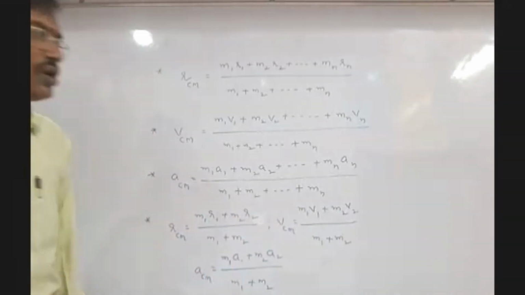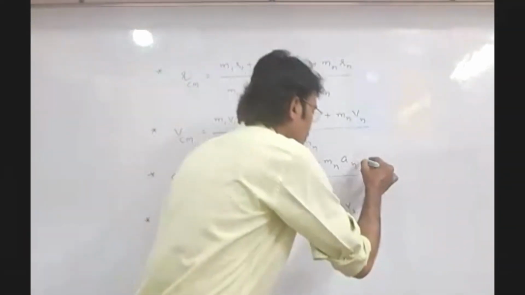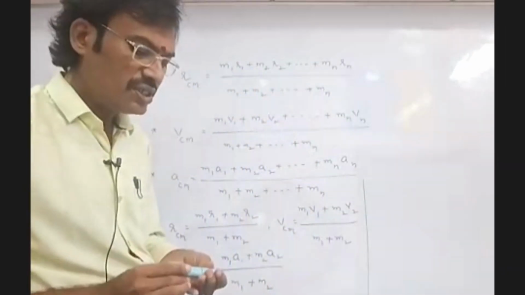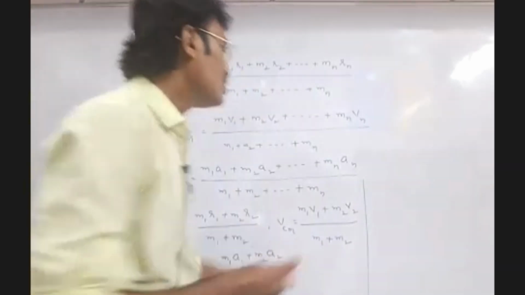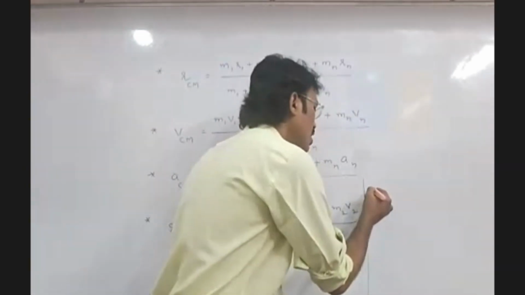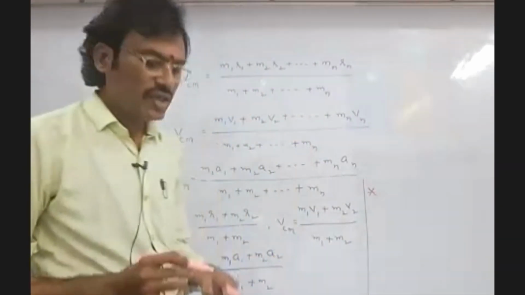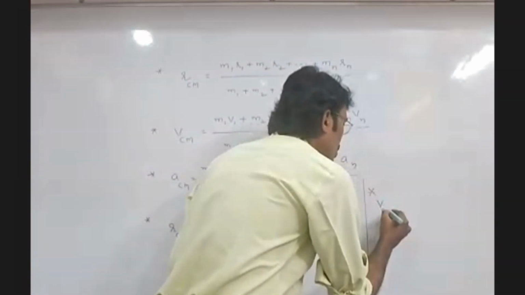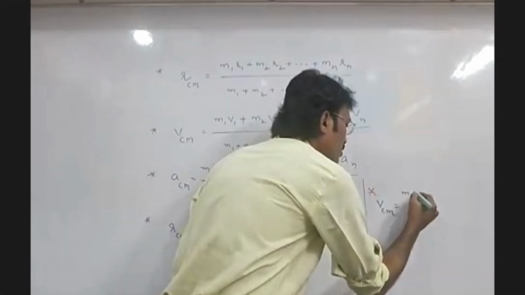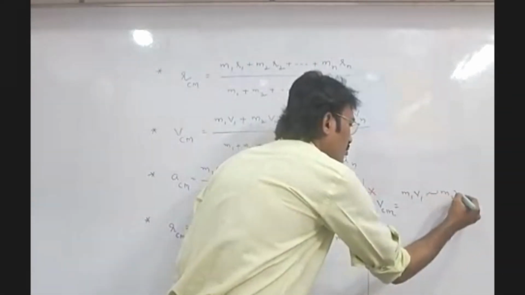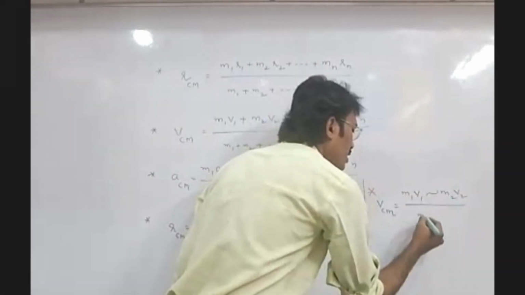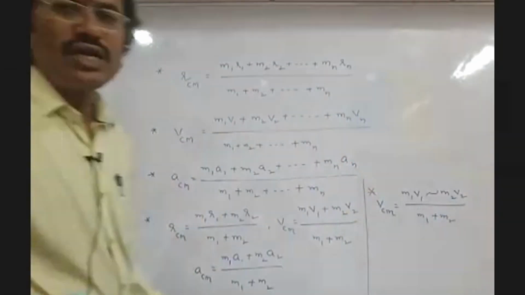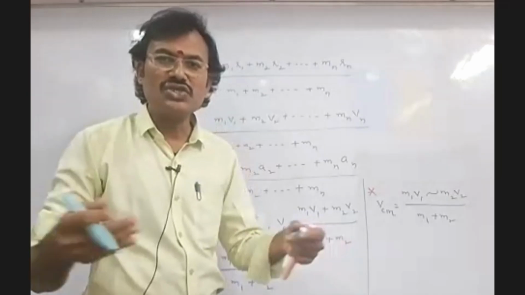If the particles are moving in opposite direction, how do we consider that? Once we consider the opposite direction, here VCM is equal to, we need to take the difference, M1 V1 difference M2 V2 by M1 plus M2. The two particles are moving in opposite direction or towards each other.